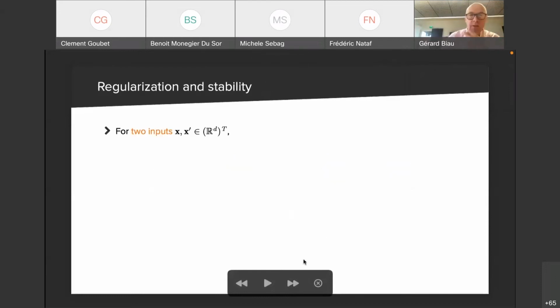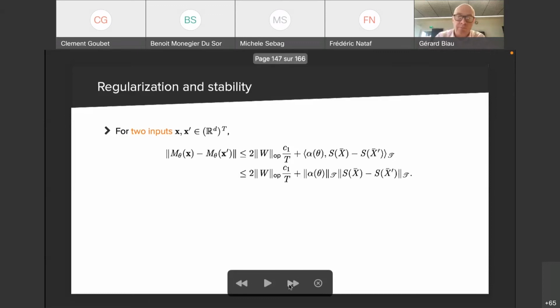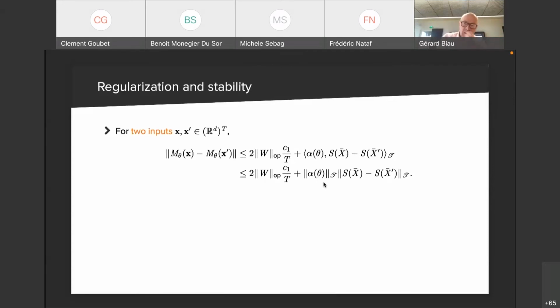Now, why is it interesting for having a regularization and stability strategy? Well, if you take two inputs, I mean two curves, two processes, then you look at the output of the network. So you compare, for fixed theta, m theta of x and m theta of x prime. Then using the rewriting of everything as a linear function, you see that you have this 1/T parameter as usual, plus the scalar product between the signature of x and the signature of x prime, computed against alpha theta. And using Cauchy-Schwarz, this is certainly smaller than the norm of alpha theta, which is the parameter of the linear model, times the difference of the signatures in the Hilbert space.